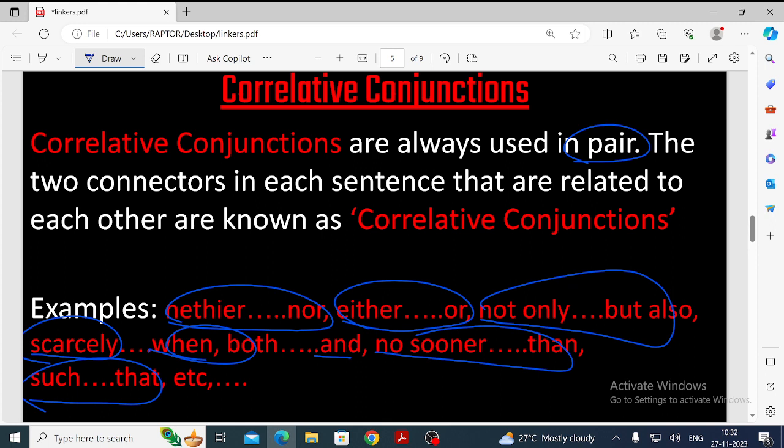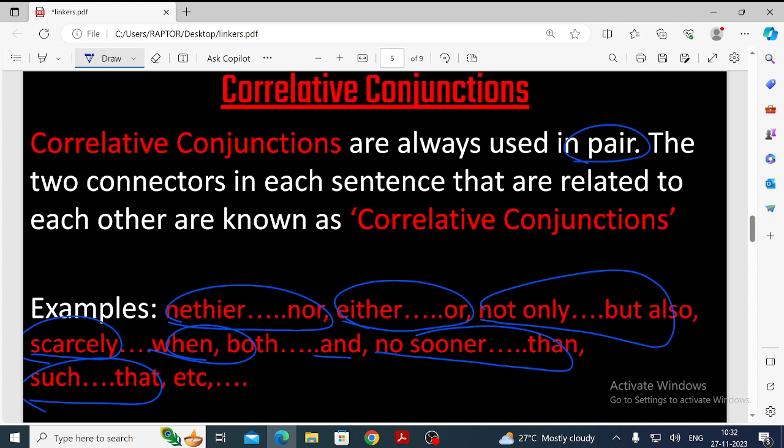So either or model also, and not only but also. For example, when a person has two different qualities, like singer and dancer, there we can use the words, what are they, my dear? Not only but also. He is not only a singer but also a dancer. So that's what we have to remember. And then both and, no sooner than, and such that. So you should remember these different correlative conjunctions. Behind that I have given examples also that you write.